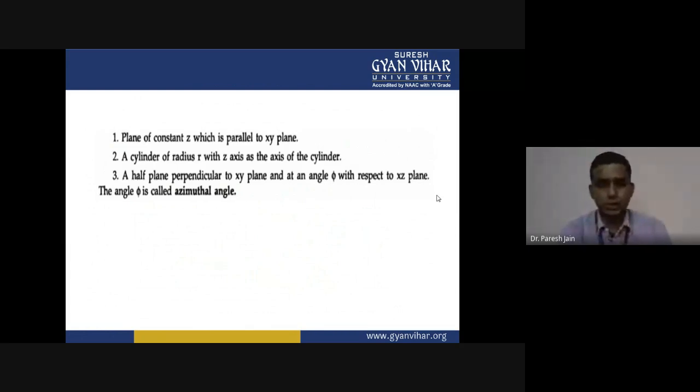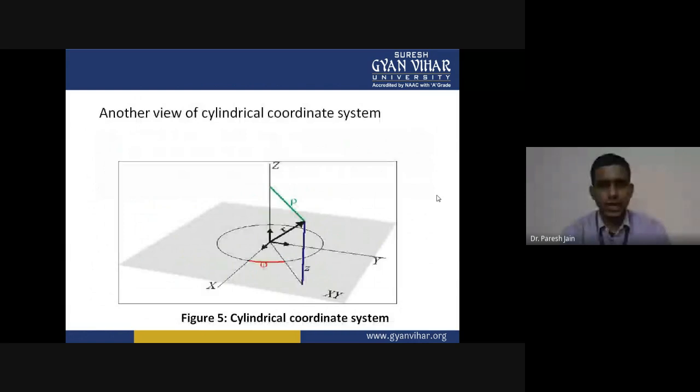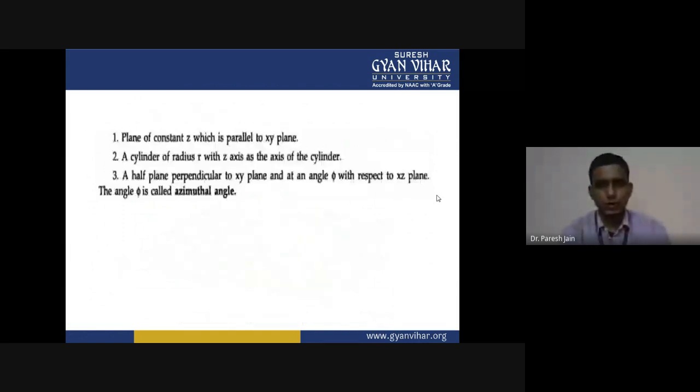You are able to understand from this figure that it is the plane at an angle from the xz plane. So this is the angle phi with respect to the xz plane, and the angle phi is called the azimuth angle. And the cylinder which has a radius r with the z axis as the axis of the cylinder, so it is the component r. So here we have cleared that r is the radius, z is the axis, and phi is the azimuth angle. So this is the interpretation of the cylindrical coordinate system.